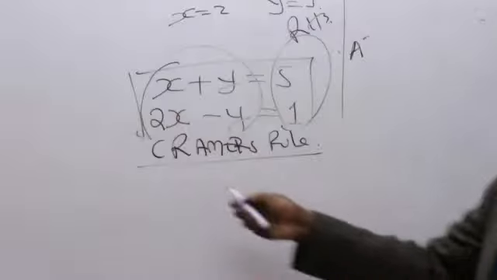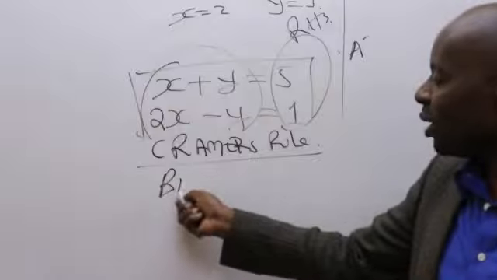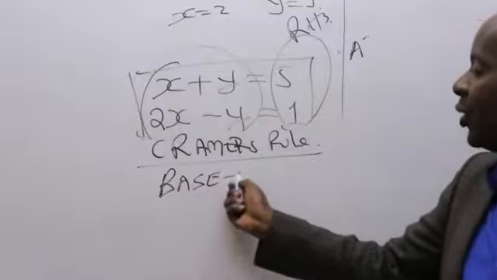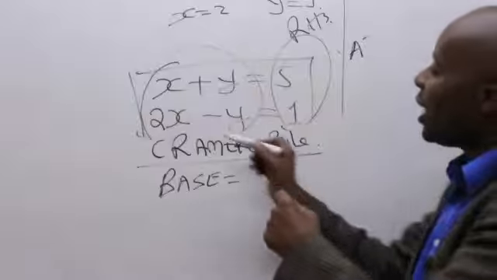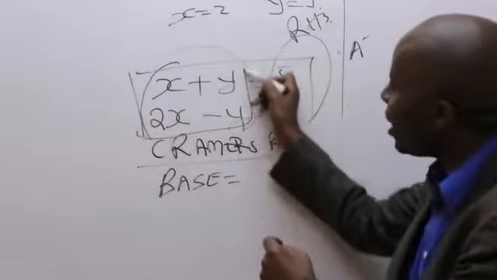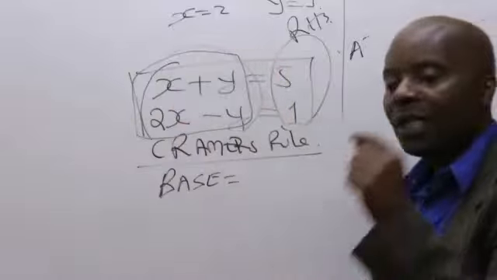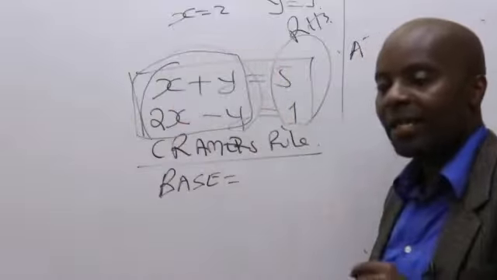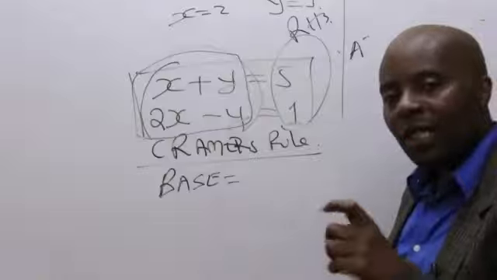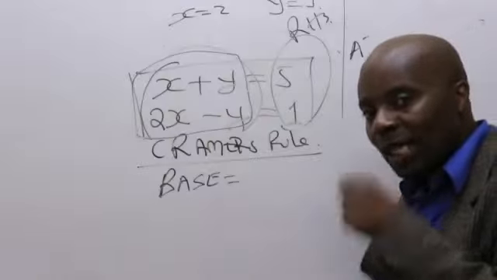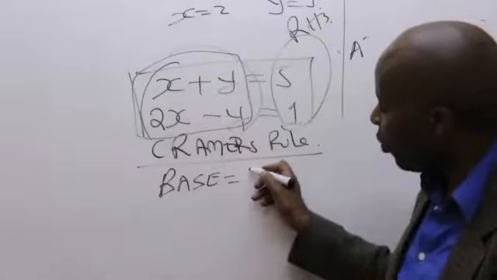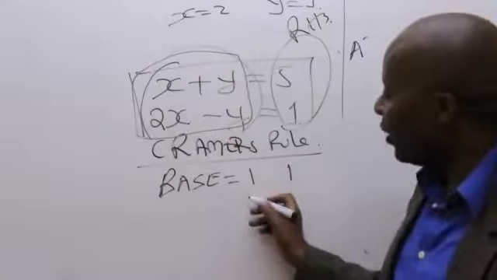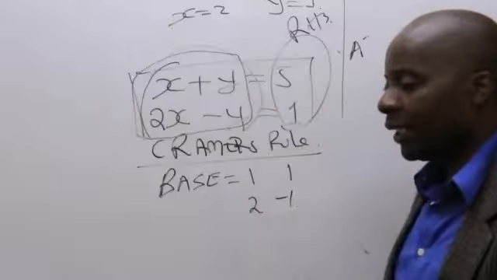The first thing that we'll do under Cramer's rule is to identify the base matrix. We say the base matrix is the one that has got which coefficients? Coefficients of X and Y. So coefficients are those numbers that come before those letters. So the base matrix here will be this coefficient. We have 1, 1. And then we have here 2, minus 1 like that.